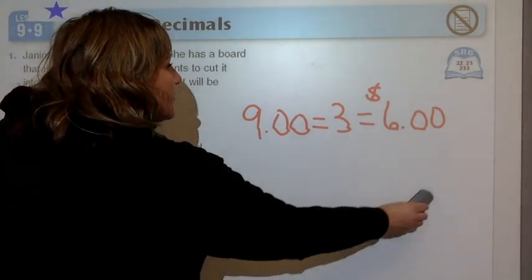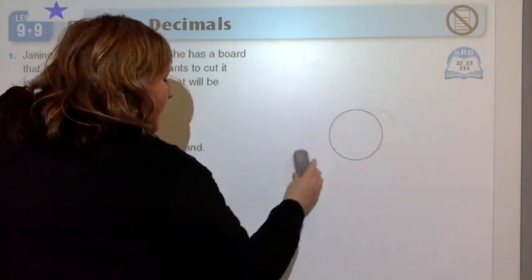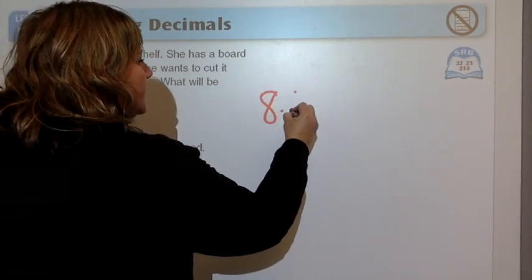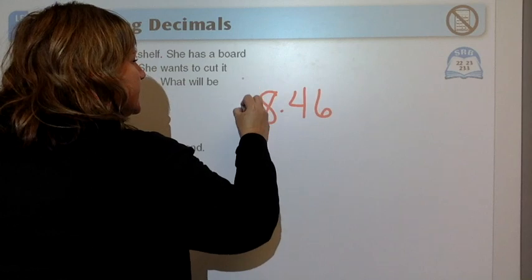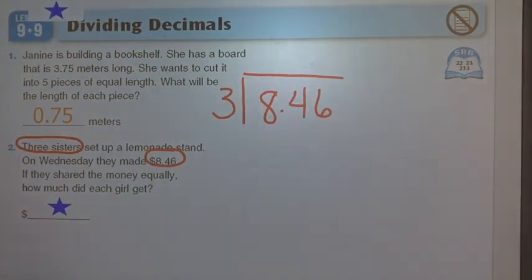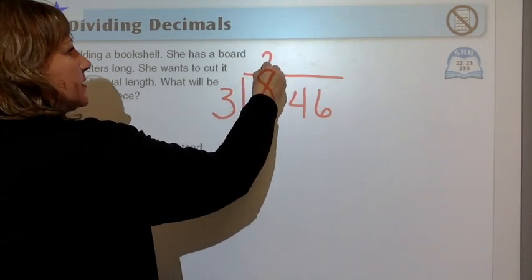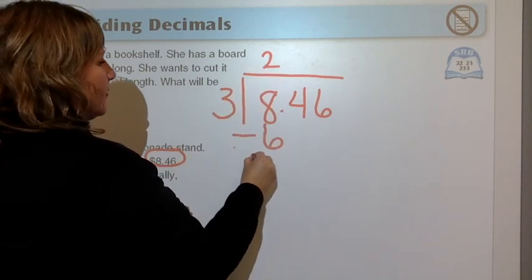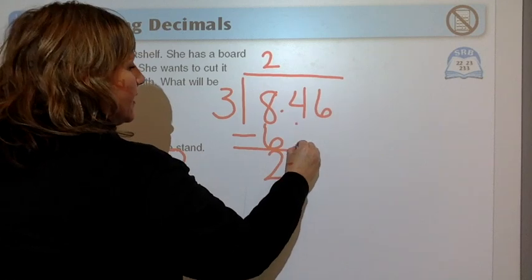Go ahead and get this set up on your boards. We're going to do the actual problem right now. 846 divided by 3. How many times can 3 go into 8? That would be 2. 2 times 3 is 6. We're going to subtract like we normally would. Bring down the 4.